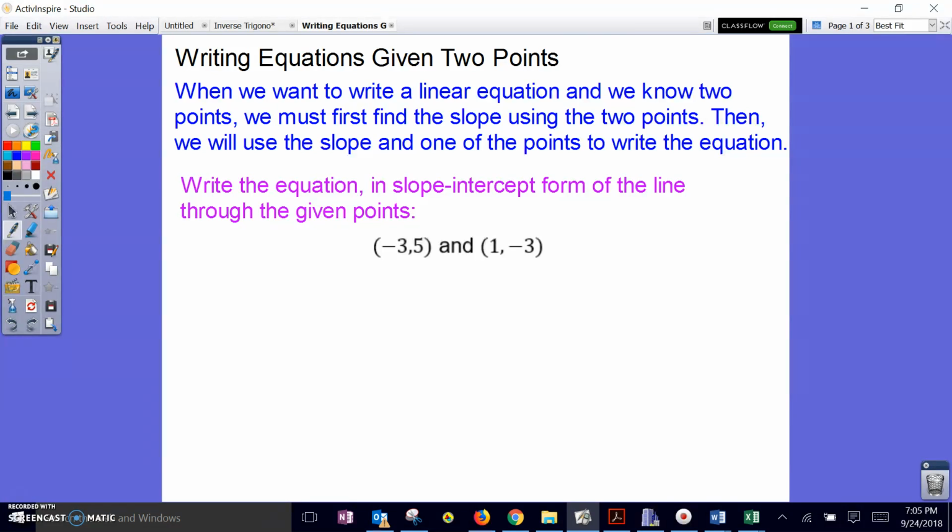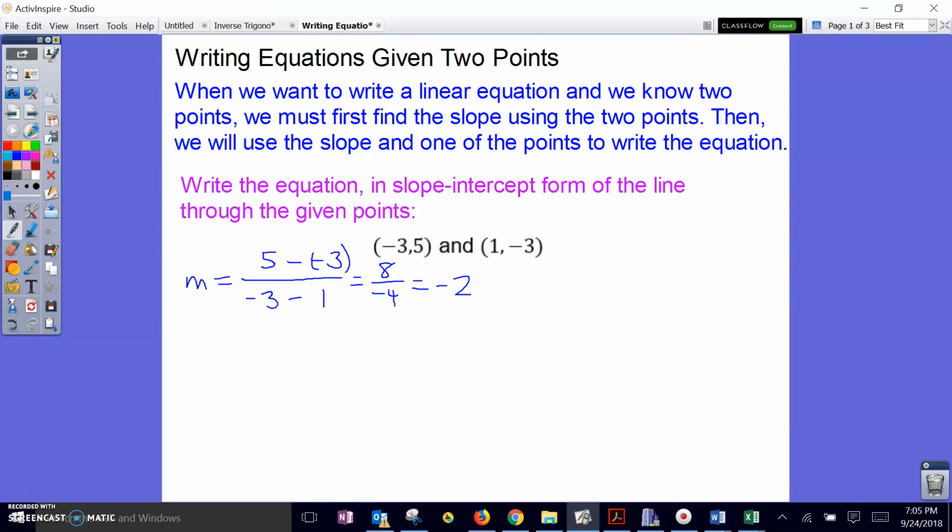So here's our example. We're going to write the equation in slope-intercept form of the line that goes through these 2 points, negative 3, 5, and 1, negative 3. So the first thing I'm going to do is calculate the slope using these 2 points, set up my slope formula, make sure I align the coordinates from the same points, and I make sure I put my y's in the numerator. Other than that, the order doesn't matter. And I find that the slope is negative 2.